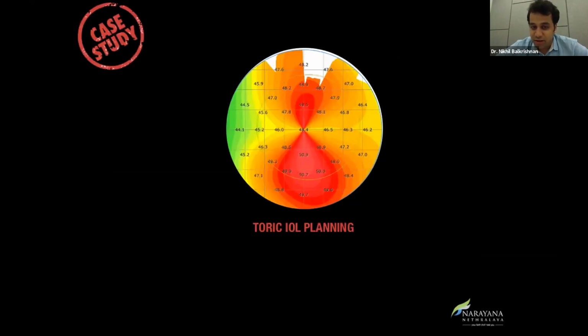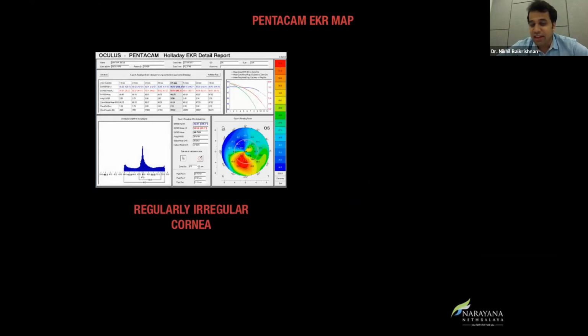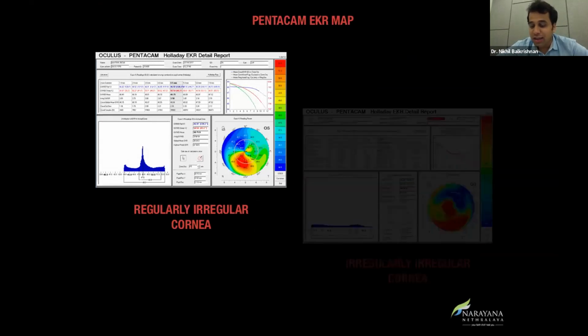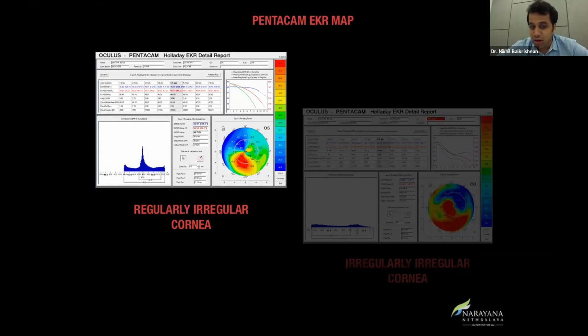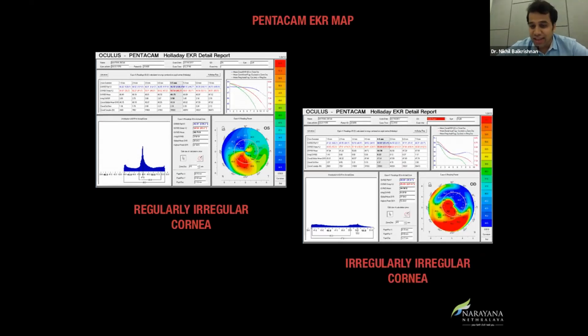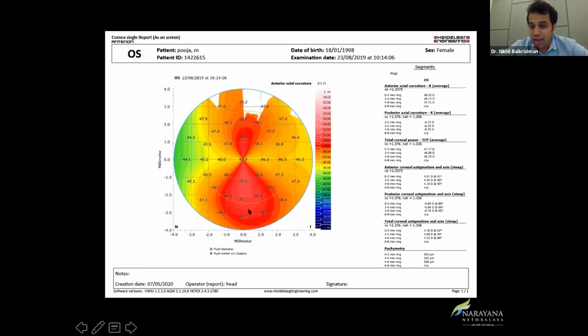Coming next to toric IOL planning, I think some part of it has already been covered by Dr. Namrata. What we usually do in our regular practice is use the EKR map from the Pentacam to differentiate whether the cornea is regularly irregular or irregularly irregular, using the 2, 3, 4 millimeter zones, and therefore we can classify whether the cornea is regular or not. Here in the Anterion Cornea app, we can also find out, using the different rings, the 0 to 2 millimeter, 2 to 4, and 4 to 6 millimeter rings, whether the cornea is regular for toric calculations too.